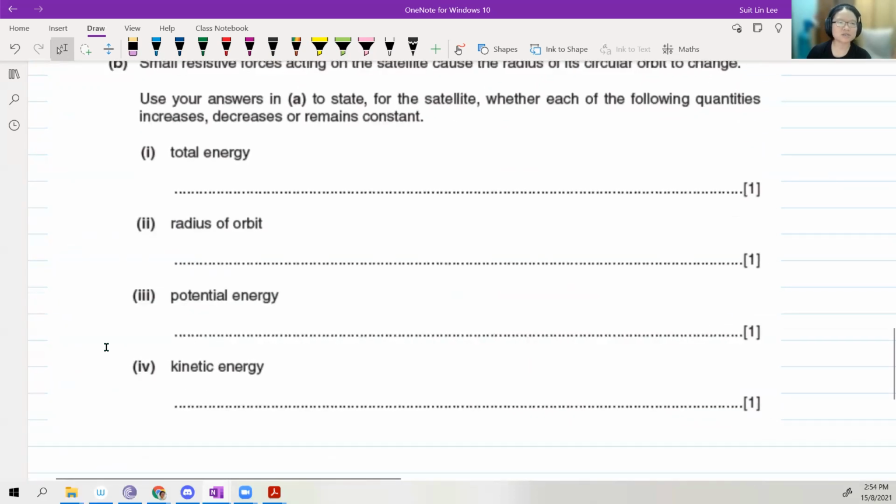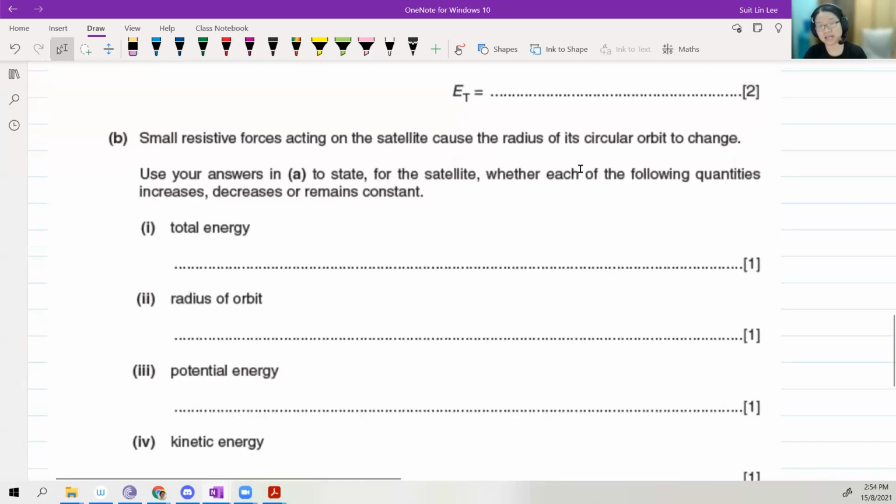B here says that a small resistive force acting on the satellite causes the radius of its circular orbit to change. Okay, the radius of the circular orbit will change. Using your answer in A, so all the equations that we have derived just now, state for the satellite whether each of the following quantities increases, decreases, or remains constant.